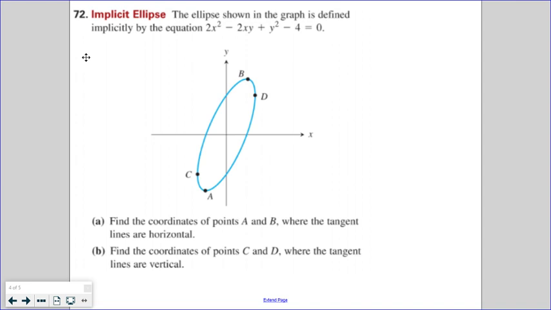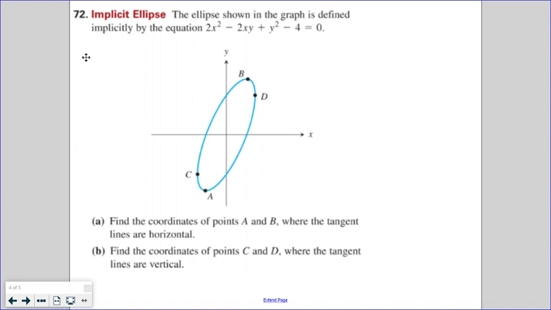Okay, before we get into the specific talking about parts A and B of this one, about how we find a horizontal tangent and a vertical tangent, they start out by telling us we've got a picture that is of a graph defined implicitly, so using x's and y's. And we've got 2x squared minus 2xy plus y squared minus 4 equals 0. So that's the equation of that ellipse. And they're asking us about the tangent lines.